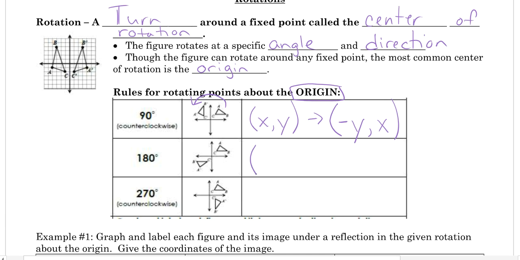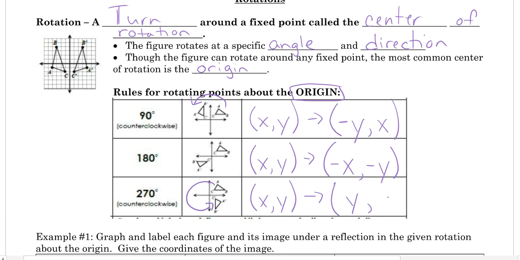With 180 degrees, again, if we start with x comma y, you are going to keep the x and y where they are. However, they are both going to become the opposite of what they were. And lastly, if we are talking about 270 degrees counterclockwise, so that would be 3 turns to the left if we're looking at our grid broken up into 4 sections, that would be our rule. X comma y would change to, again, we would switch the x and the y. However, this time the original x would become opposite, or the new y would become opposite of what it was.